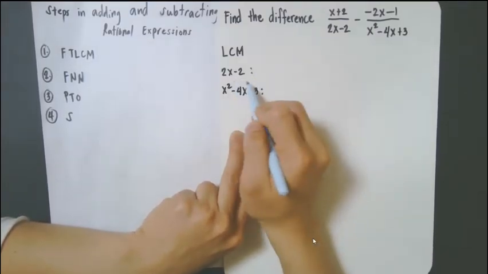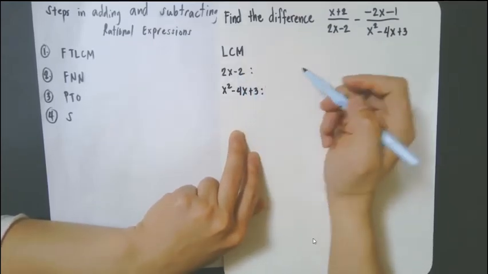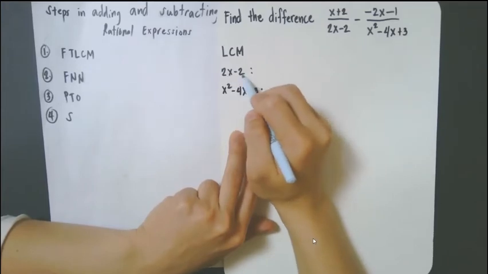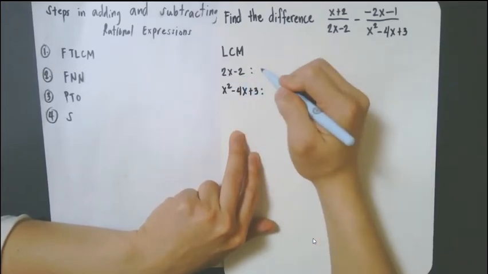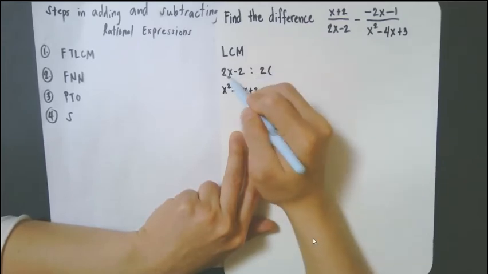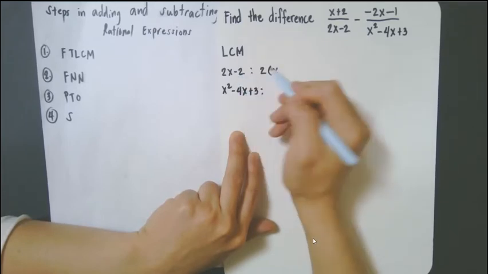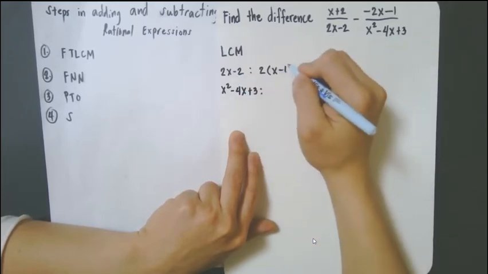Now we want to express these two expressions here as products of their prime factors. So 2x minus 2, the common factor is 2. So we pull that out. We divide 2x divided by 2, that will give us x. Negative 2 divided by 2 is negative 1.